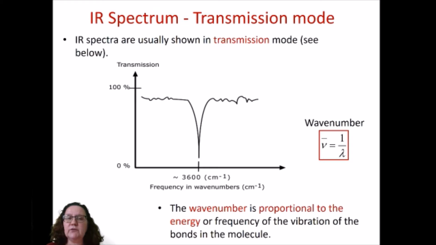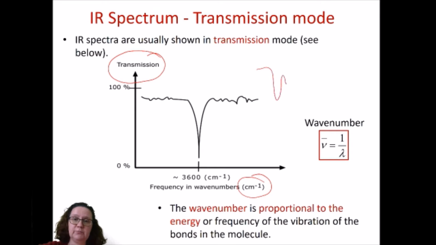Most infrared spectra will be given in transmission mode. So again, the x-axis is wave numbers in inverse centimeters, and what is shown in the y-axis is the transmission, the amount of radiation transmitted. And that means that in the infrared spectra, the bands appear pointing downwards. And that is the most common way of giving infrared spectra in chemistry.